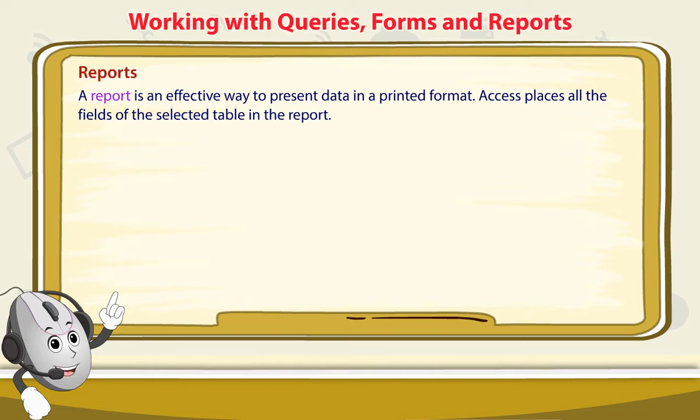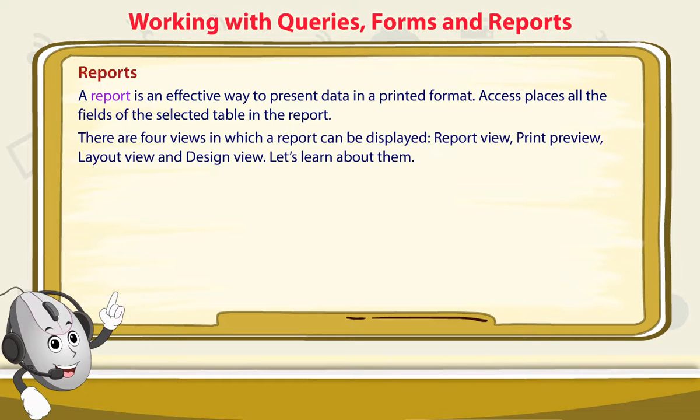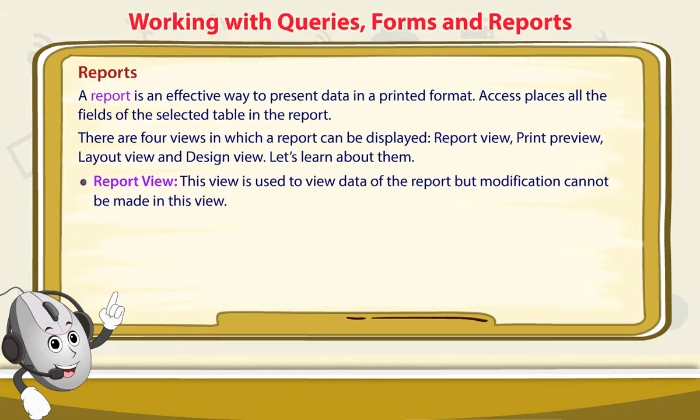Reports. A report is an effective way to present data in a printed format. Access places all the fields of the selected table in the report. There are 4 views in which a report can be displayed: Report view, Print Preview, Layout view and Design view. Let's learn about them. Report view. This view is used to view data of the report, but modification cannot be made in this view.